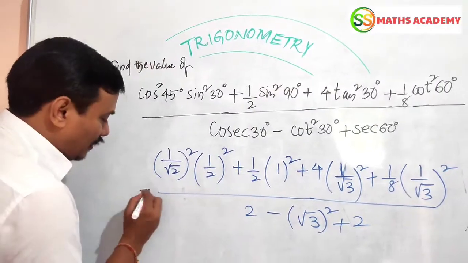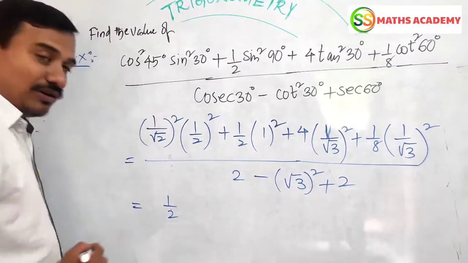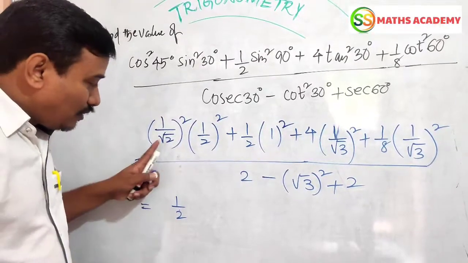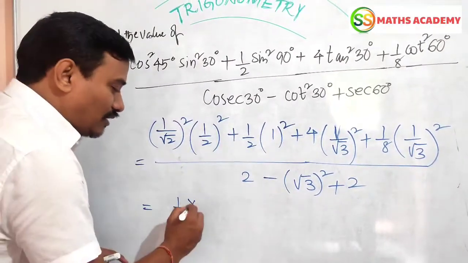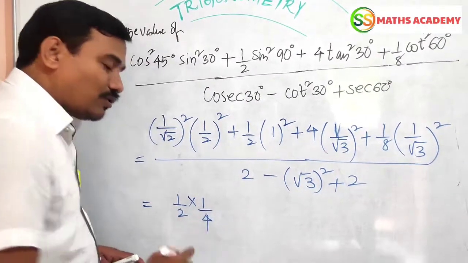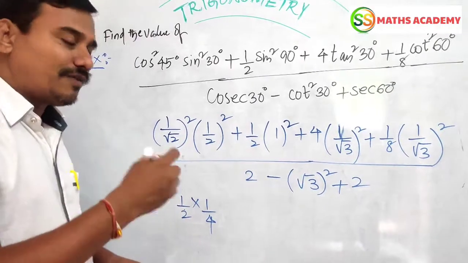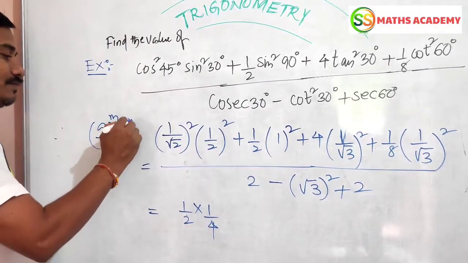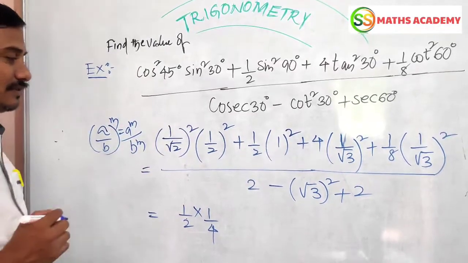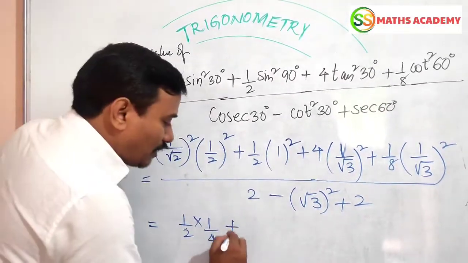Now we require simplification. 1 by 2 whole square: 1 by root 2 whole square, the square root cancels, 2 will be there. 1 by 2 whole square: 1 square means 1, 2 square means 4. The rule is (a/b) to the power m equals a to the power m by b to the power m. Like this, 1 square and 2 square. Next, plus 1 by 2 whole square.